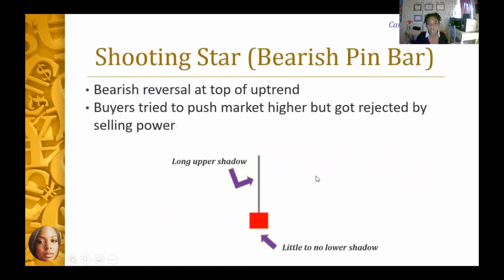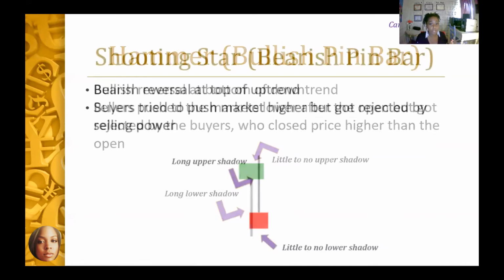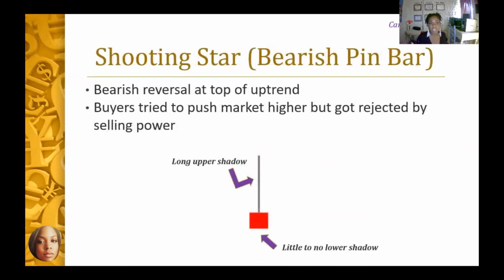All right, the shooting star. The shooting star is a bearish pin bar signal. And again, pin bar just means long tail, long wick, long shadow. It's all the same thing. The opposite is true for the shooting star as for the hammer. You're going to look for this at the top of an uptrend, at the resistance level. When I say top of a trend, I'm talking about support and resistance. When you see this at a resistance level, you know it's about to go down.